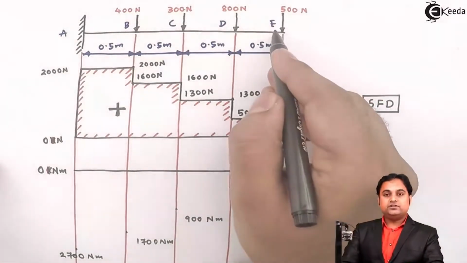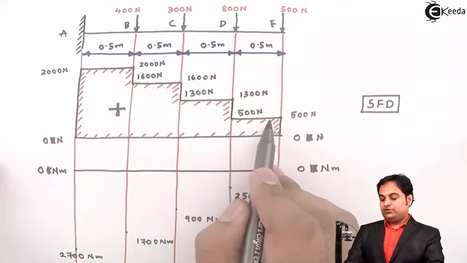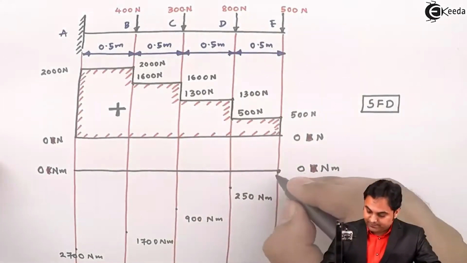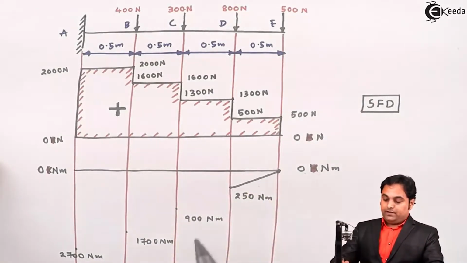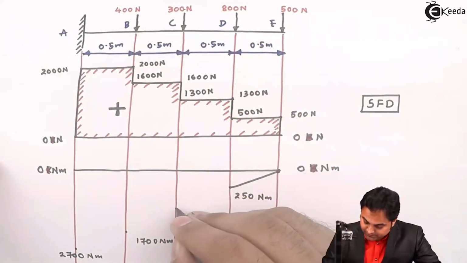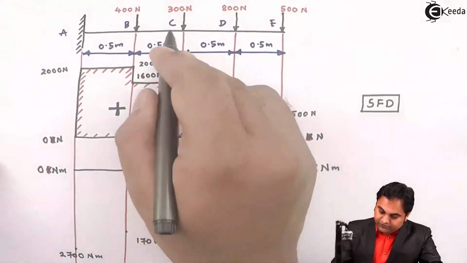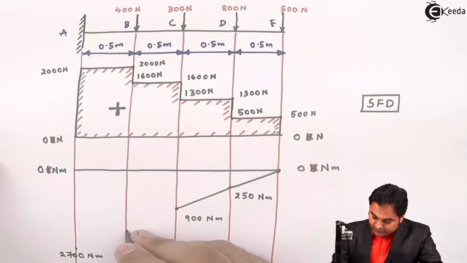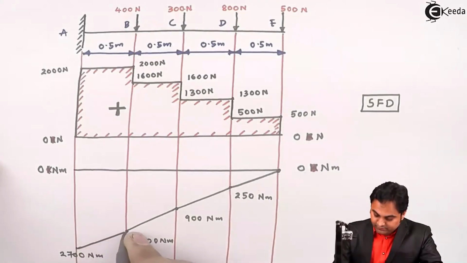So whenever there is no load between 2 points, that is from A to D, there is no load. Shear force was a straight line. Bending moment will be an inclined line. Then again there is no load from D to C. Shear force was straight line. Bending moment should be an inclined line. Similarly, from C to B there is no load. So bending moment will be an inclined line. Next, from B to A there is no load. Again there is an inclined line for bending moment.